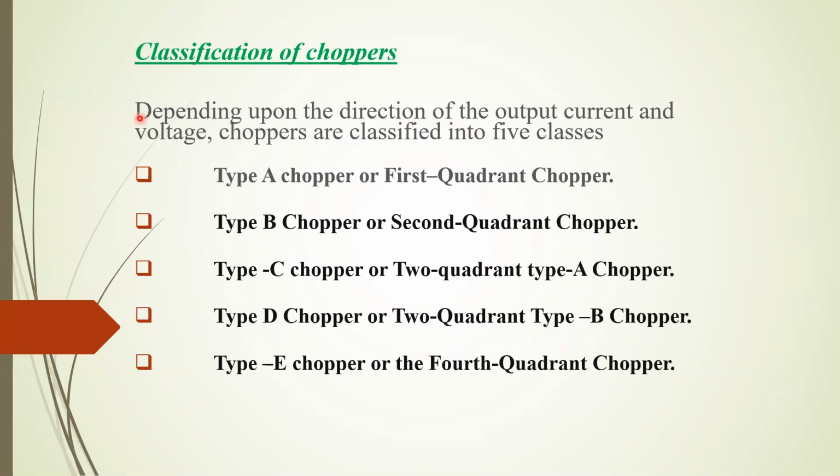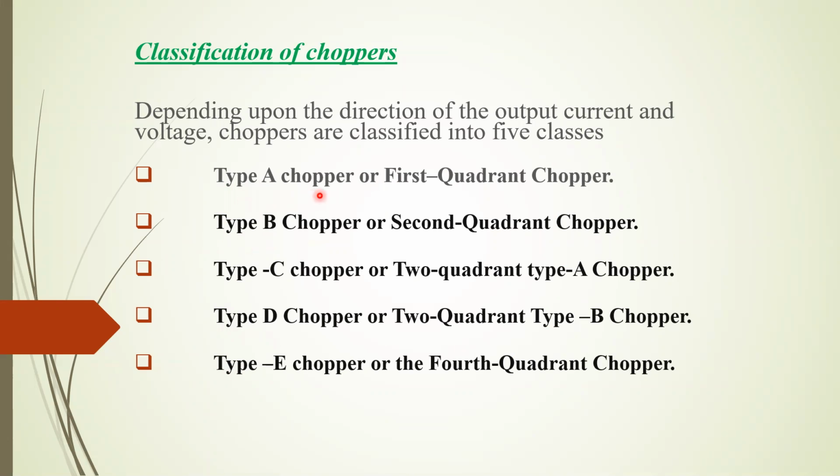Today my topic is on choppers. That is, what are the types of choppers? That is the classification of the choppers. In this video, we are going to learn about the classifications of the choppers and their operations. Depending upon the direction of the output current and the voltage, choppers are classified into 5 classes: type A, type B, type C, type D, type E.